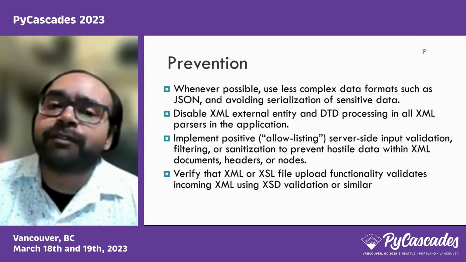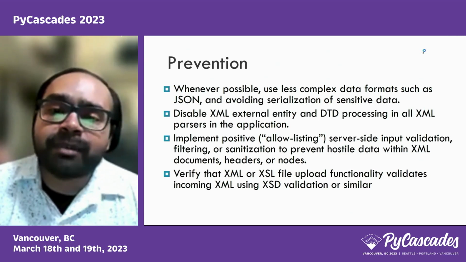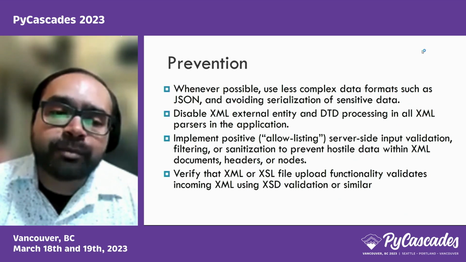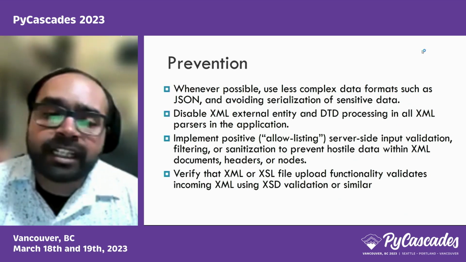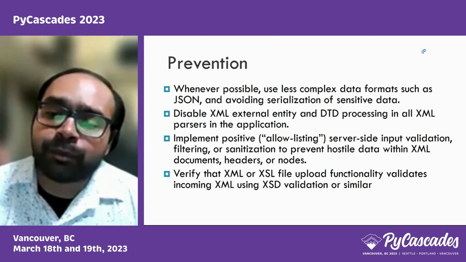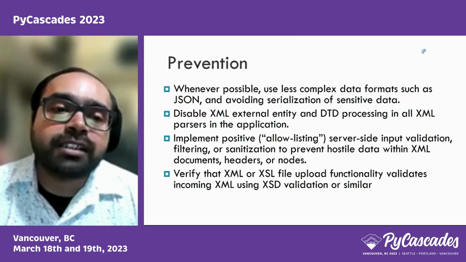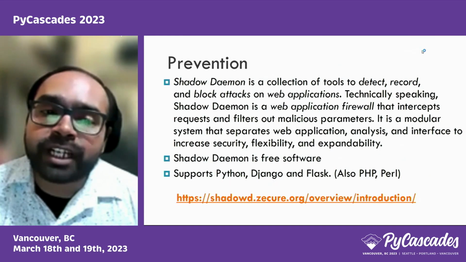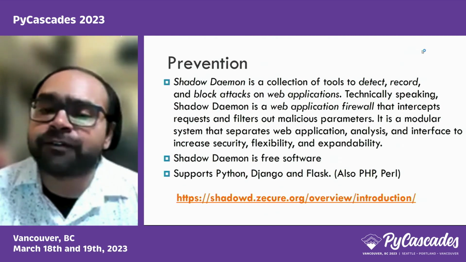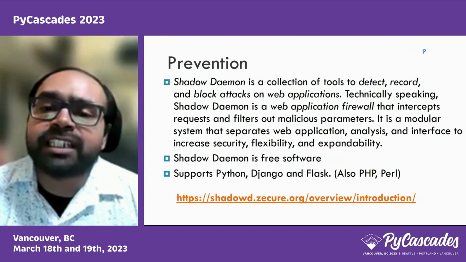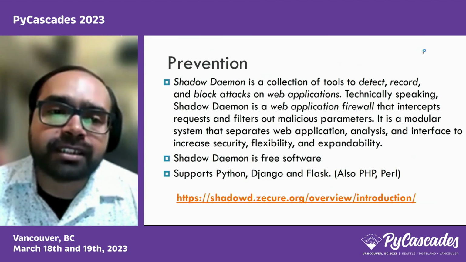So again, the solution is that whenever possible, use JSON instead of XML, and disable external entity and DTD processing. Then again, implement positive or allow listing. Then verify that XML or XSL file upload functionality validates incoming XML using XSD validation or similar. Then you can use some tools like Shadow Daemon. It's a free software, and basically it is used to detect and block attacks on the web applications.